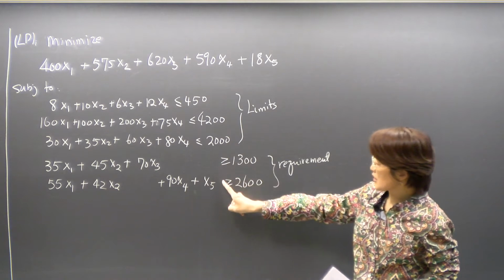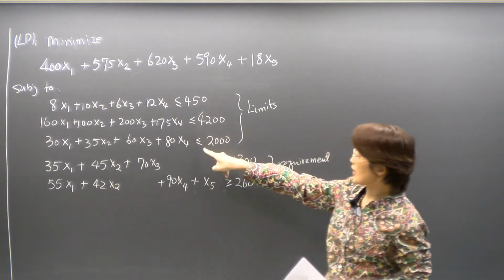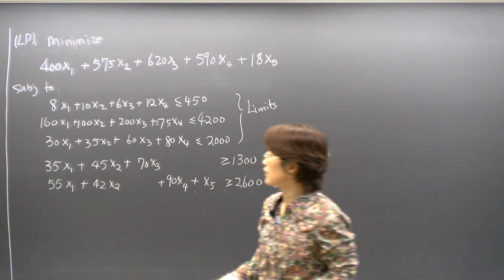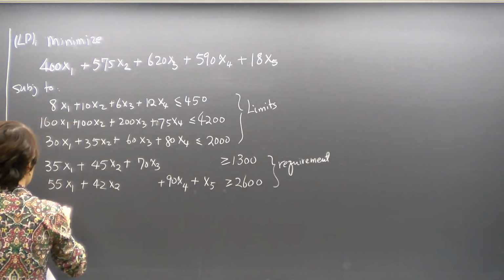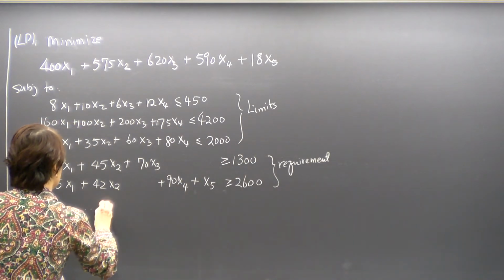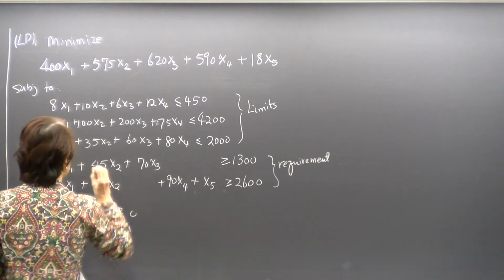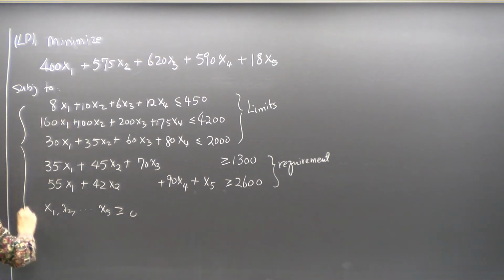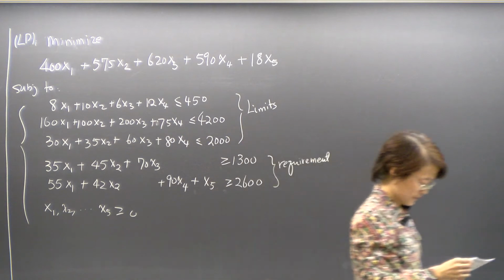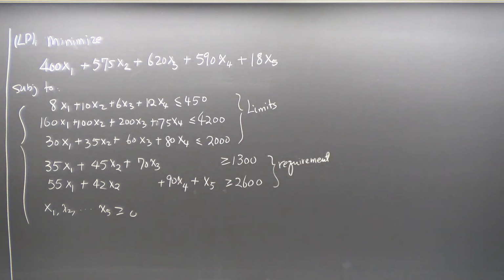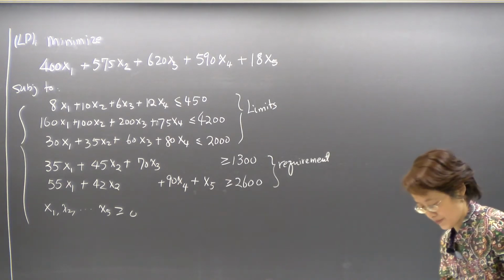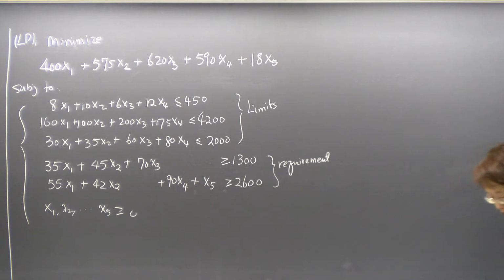Note that these have the bigger than or equal sign, and these 3 have the less than or equal sign. Kind of different type of constraint. And then I have all the variables shall be non-negative. Okay. Is that okay? Are we able to set this up by ourselves?